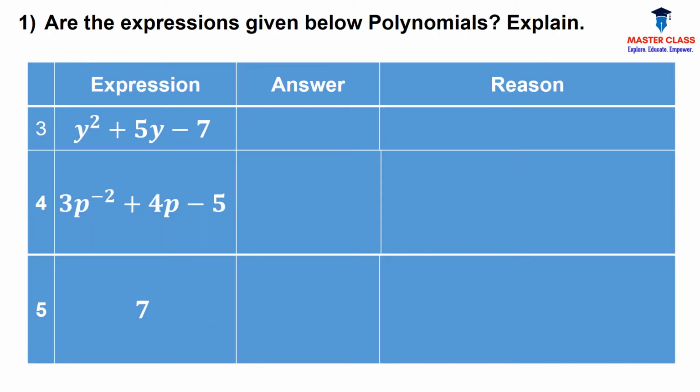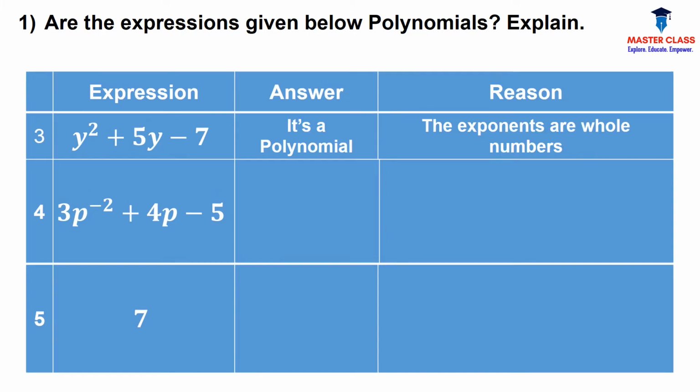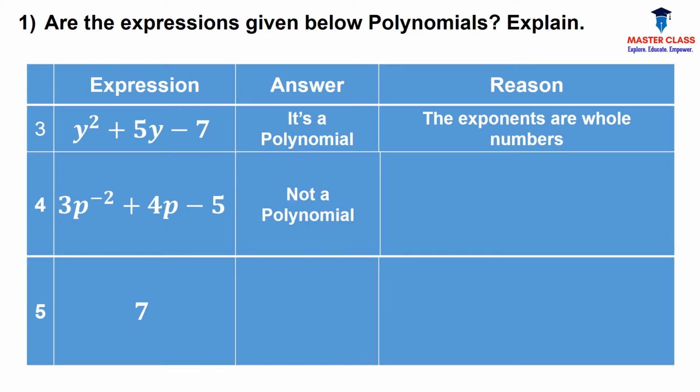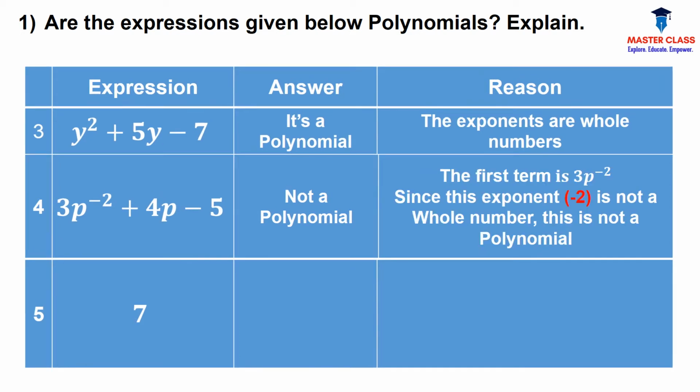We will now see another expression, namely y squared plus 5y minus 7. Very clearly we can see that this is a polynomial because the exponents are whole numbers. So we write it's a polynomial. The next expression given is 3p raised to the power of minus 2 plus 4p minus 5. This expression also is not a polynomial, so we write it's not a polynomial. The reason is because the first term is 3p raised to the power of minus 2. Since this exponent minus 2 is not a whole number, this is not a polynomial.